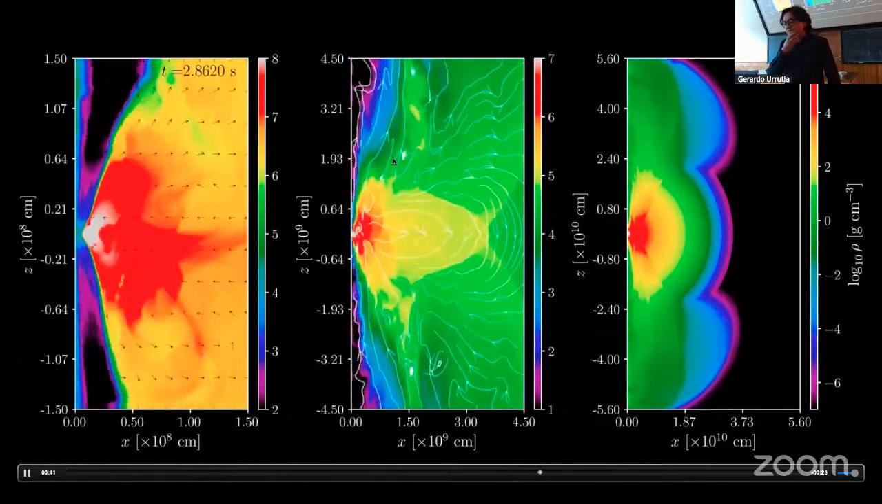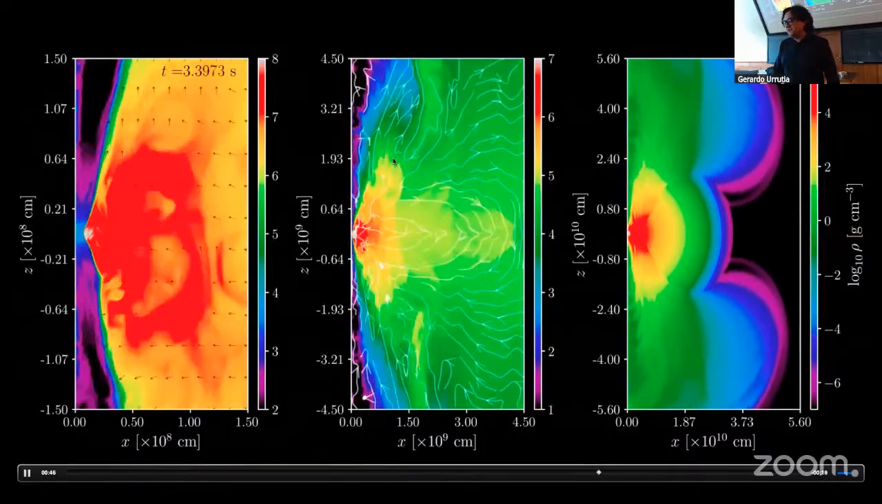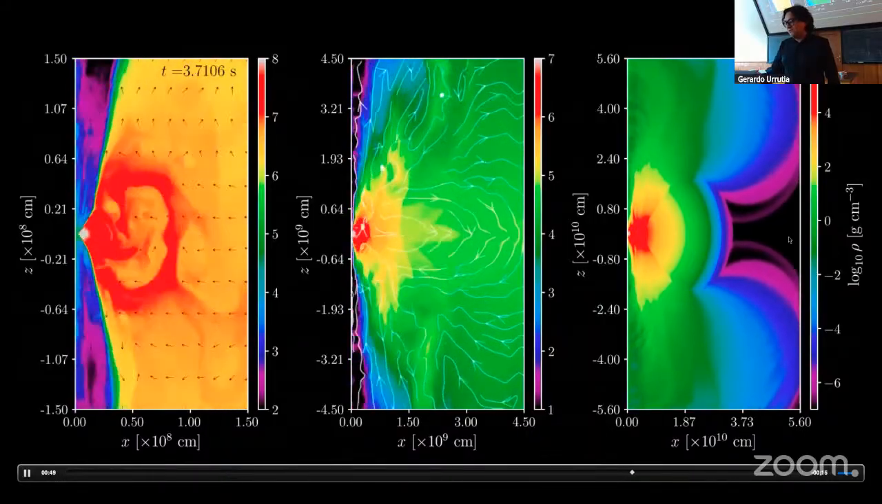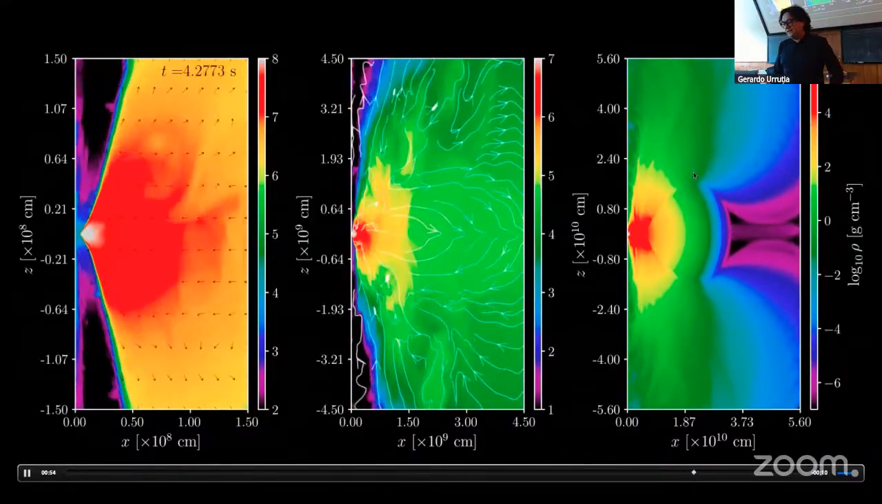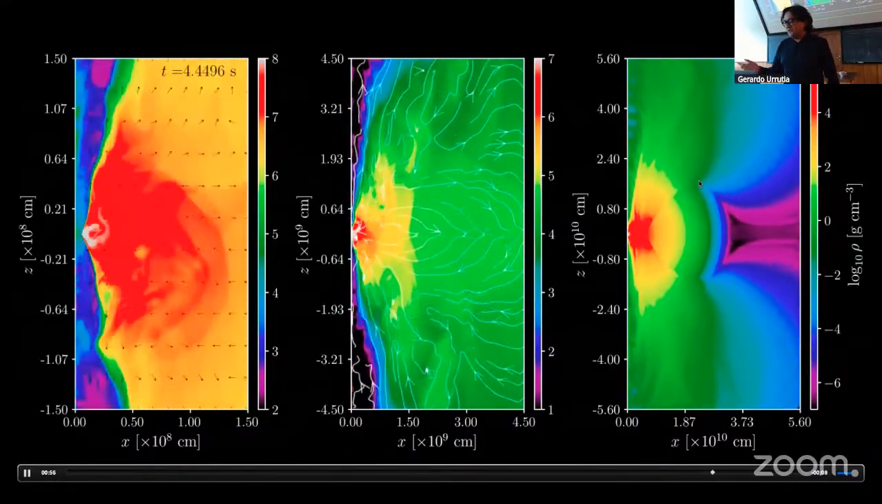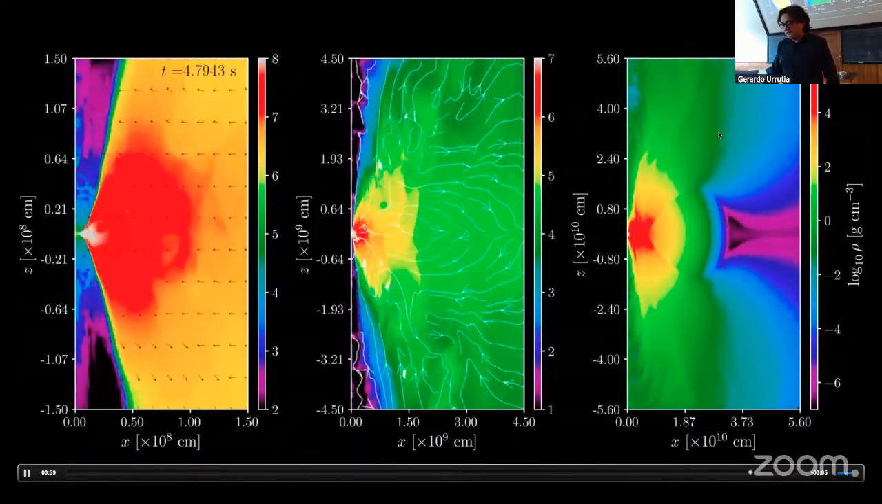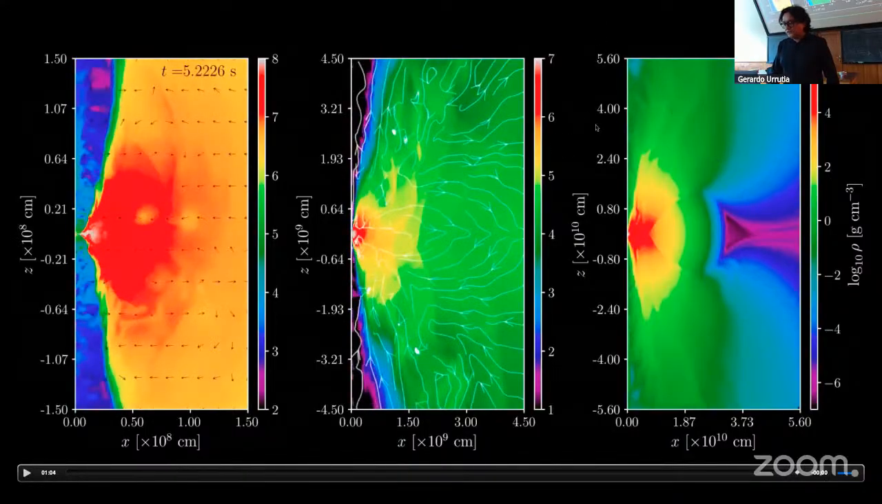We perform simulations of around 7 seconds of evolution. We follow this until the jet is engulfing the star, and also to study the final distribution of the material of this star. So yes.